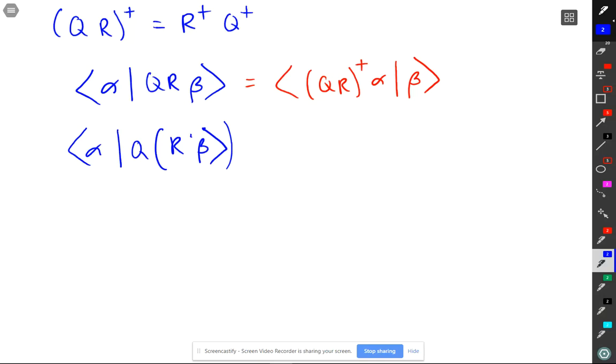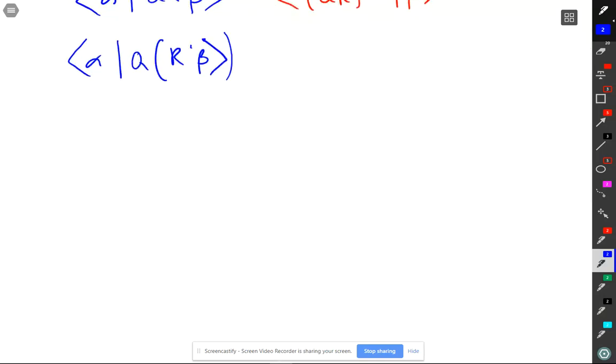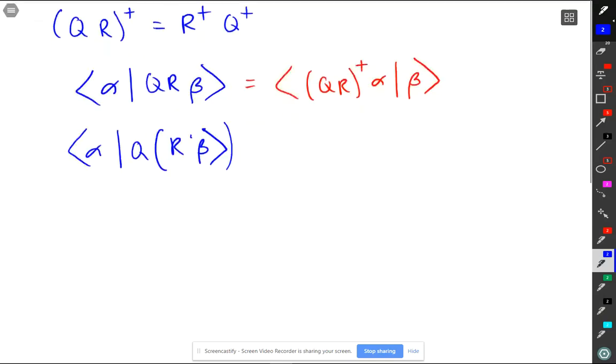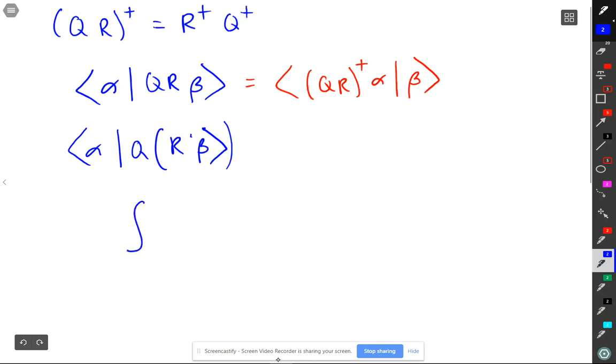Do you understand what I wrote there as far as what it means? I don't understand how you're doing the parentheses. Okay. Then let's move away from using the Dirac notation to doing the full notation. So this would be integral of alpha star Q R beta dx, right?